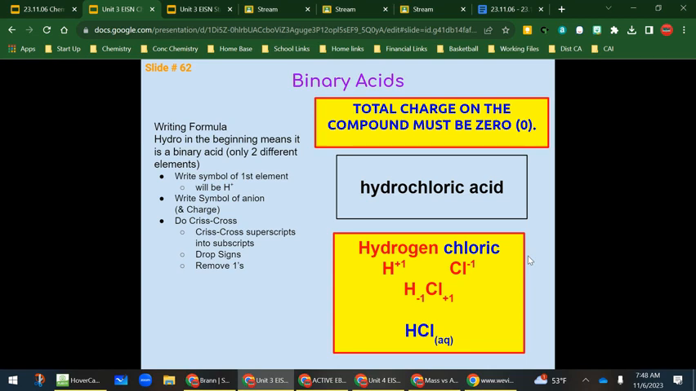Now, when we're doing this, we still want our charge on our compound to be 0. That has not changed. So in that sense, we're treating this like an ionic compound. We're doing the crisscross method, crisscrossing charges. But again, the good news is this is a +1, so there will always be a 1 by whatever the hydrogen is with, whether it's an element or a ternary or a polyatomic ion. Either one.